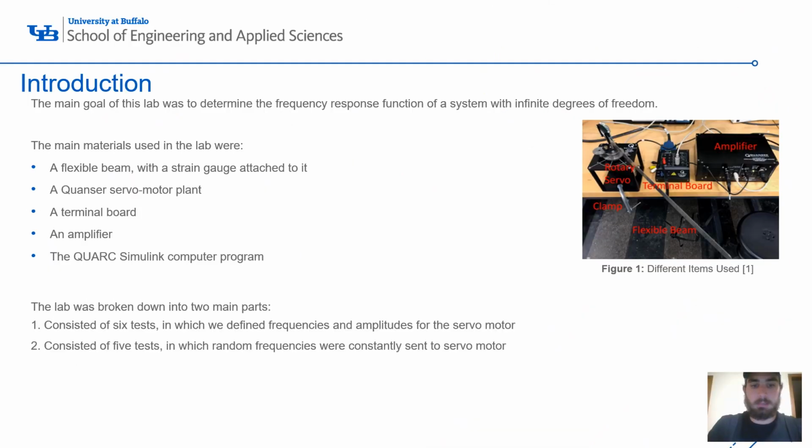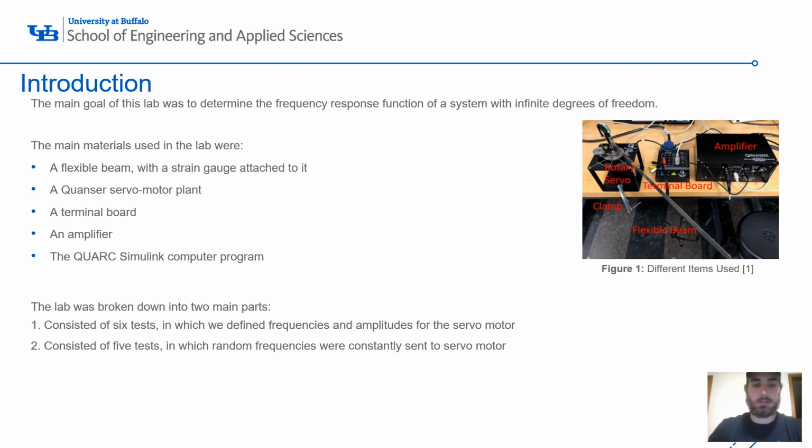The main goal of this lab was to determine the frequency response function of a system with infinite degrees of freedom. The main materials used in the lab were a flexible beam with a strain gauge attached to it, a Quanser servo motor plant, a terminal board and amplifier, and the Quark Simulink computer program. The image to the right shows how all these materials were connected in order to perform the lab.